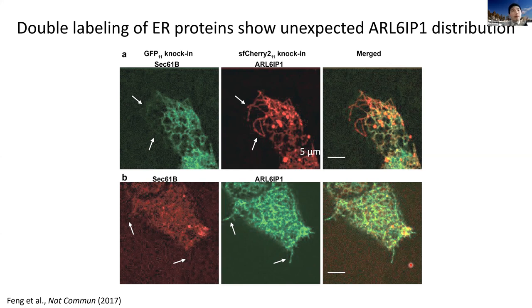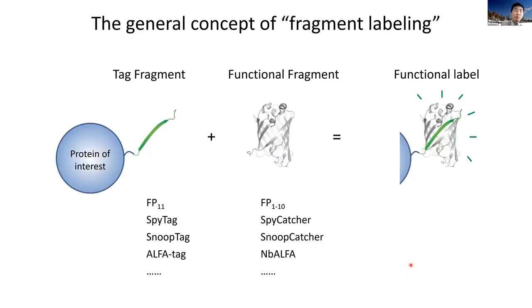Now, for us, we've been thinking, can we generalize this method even more? The whole concept is that we have the fluorescent protein that's being divided into two fragments, one small, one big. When we try to tag our target protein, we don't need to put everything in. We just need a small fragment on the protein of interest, and then it will recruit the bigger functional fragment to reconstitute the fully functional label.